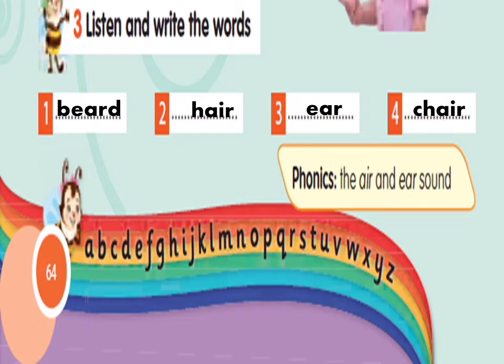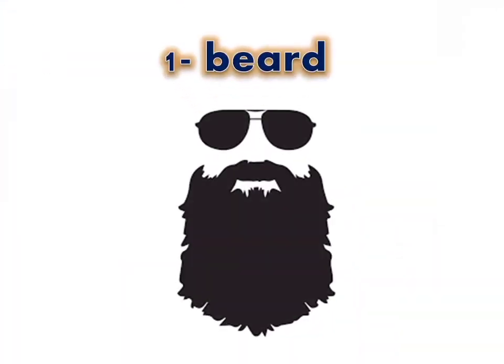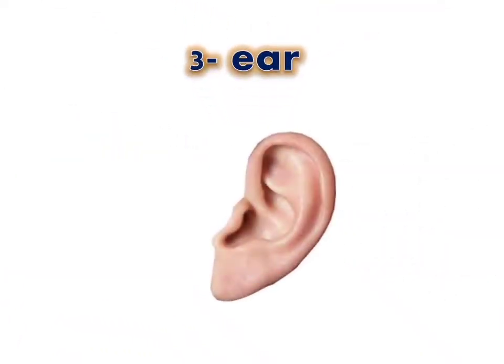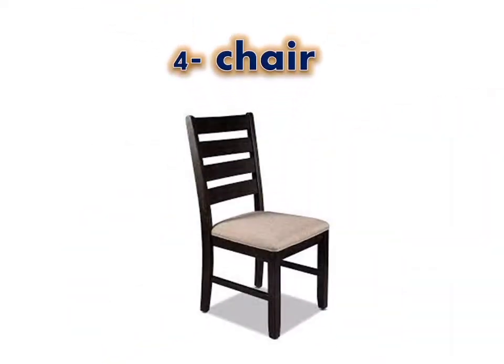Unit 4, page 64, exercise 3. Listen and write the words. 1. Beard. 2. Hair. 3. Ear. 4. Chair.